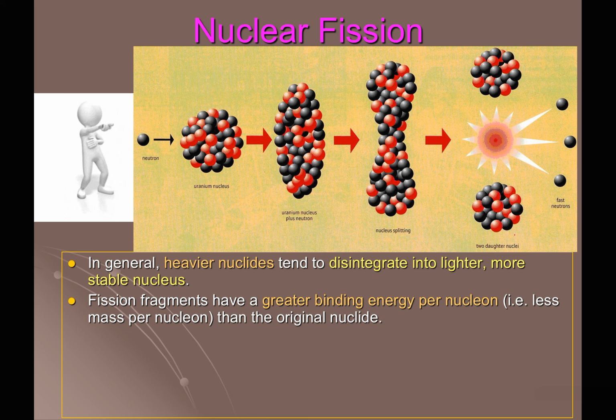This is of course accompanied by neutrons, and such daughter nuclei will have a smaller nucleon number. If they have a smaller nucleon number, it also implies that they are tending towards the region of stability. So in general, heavier nuclides tend to disintegrate into lighter, more stable nuclei.